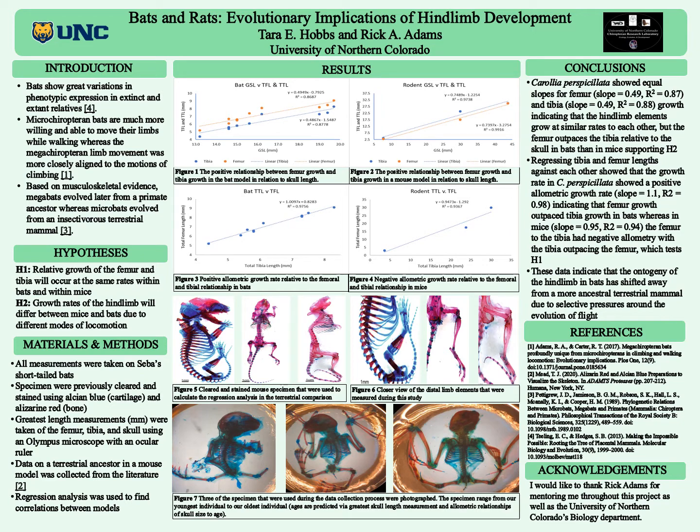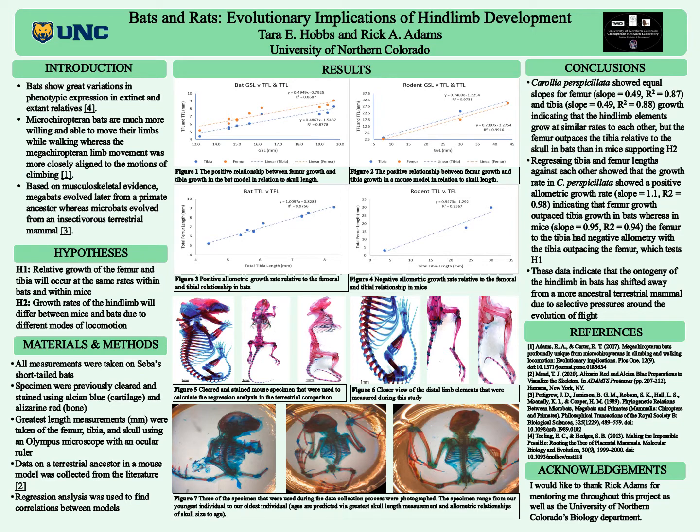Carollia perspicillata showed equal slopes for both the femur and tibia growth, indicating that the hind limb grows at similar speeds of development. The femur, however, does outpace the tibia in the bat species. On the other hand, the tibia and femur in the mouse model share the same slope, but the tibia outpaces the femur, supporting hypothesis 2. Additionally, the regression between tibia and femur lengths shows that in Carollia perspicillata there is a positive allometric growth rate, and the mouse model had a negative allometric growth rate, which is testing hypothesis 1.